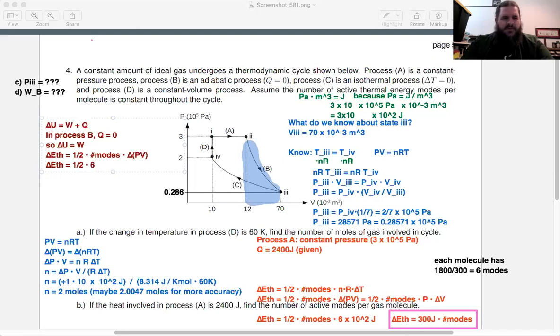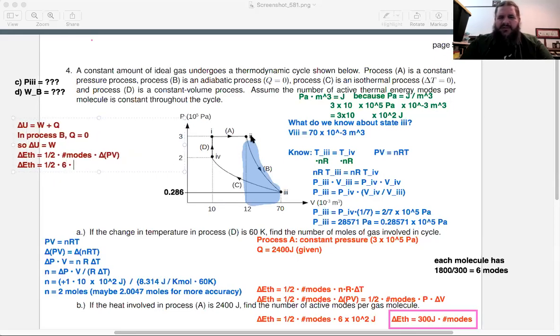Yeah, 6 modes based on the work we did earlier, and then times delta pressure volume. In this case, pressure and volume are both changing, so we can't pull anything out of the delta. We're just going to have to write it as pressure final, volume final, minus pressure initial, volume initial. But I think we now have all those values. 1/2 times 6 is just 3.